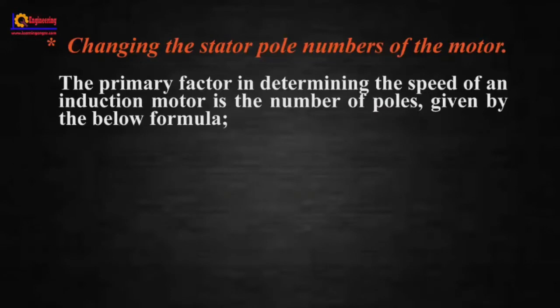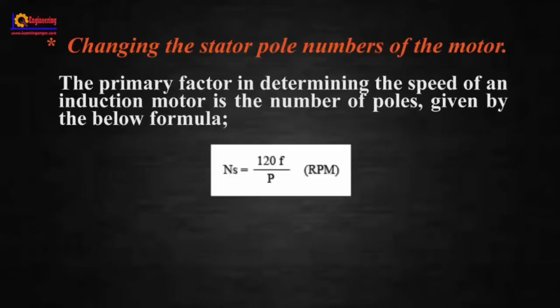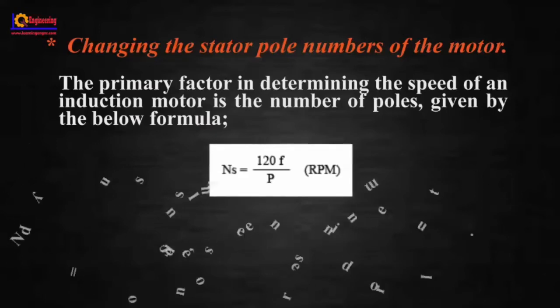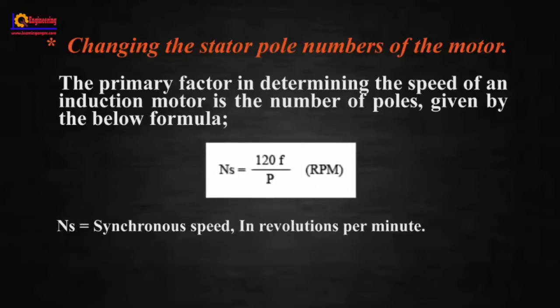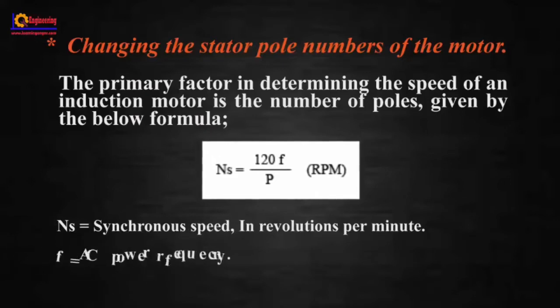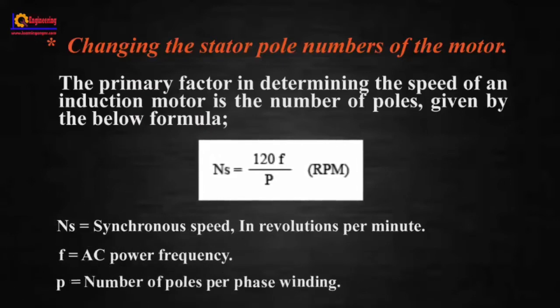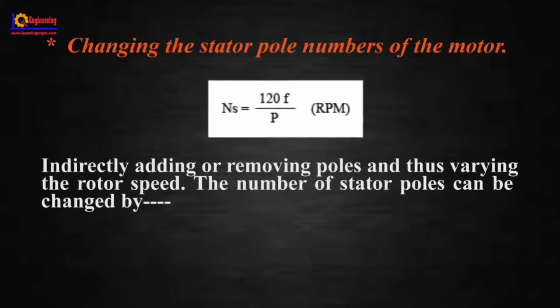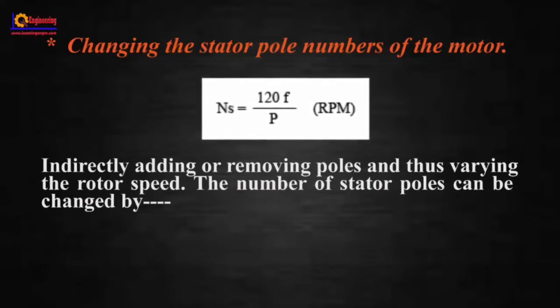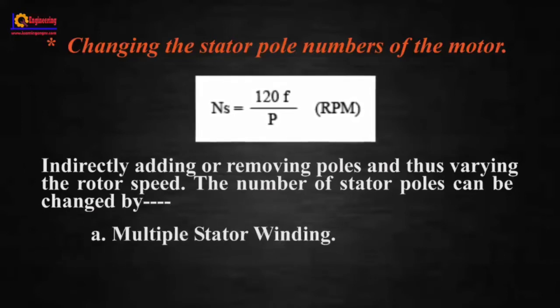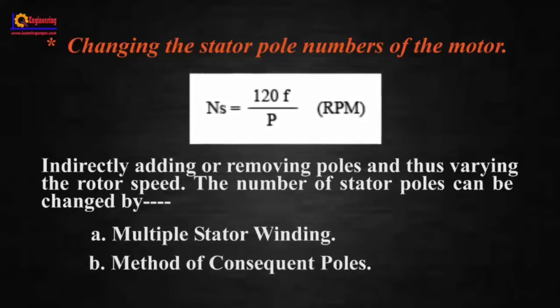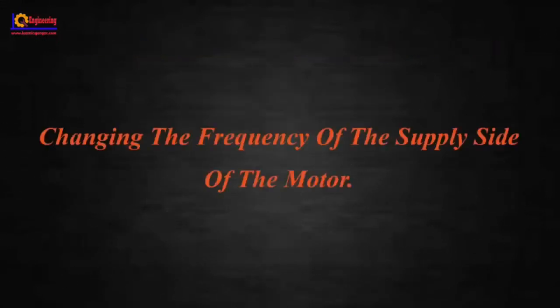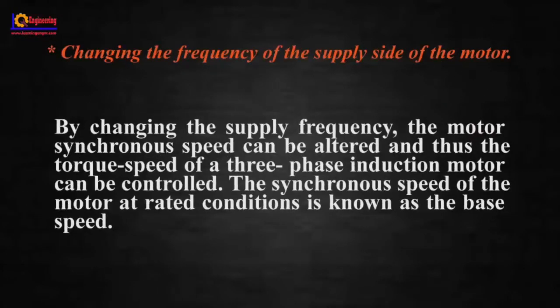For changing the stator pole numbers of the motor, here is the formula of the synchronous speed of the motor. Ns is the synchronous speed, F is the power frequency, and P is the number of poles. By directly adding or removing poles, the motor speed is varied. The number of poles can be changed by A. multiple stator windings, B. method of consequent poles, and C. pole amplitude modulation.